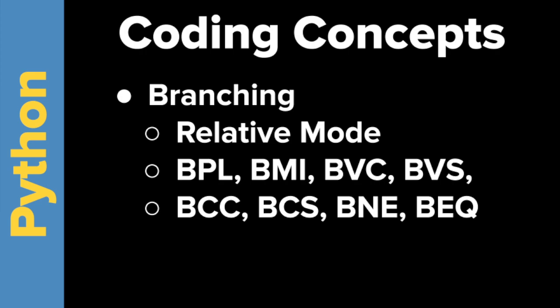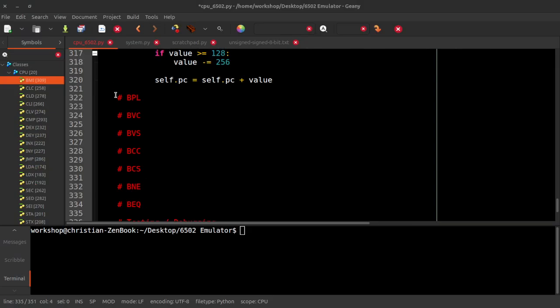BPL. I'm just adding it to the code here so we don't have to keep jumping back and forth. BVC, BVS, BCC, BCS, BNE. I'm just typing, like I said, you'll see in a second, BEQ. And let's go back, and you'll see here I just added it.